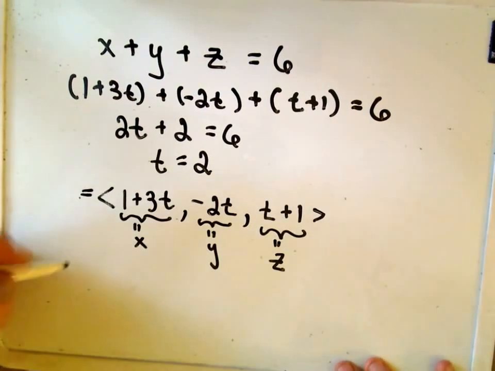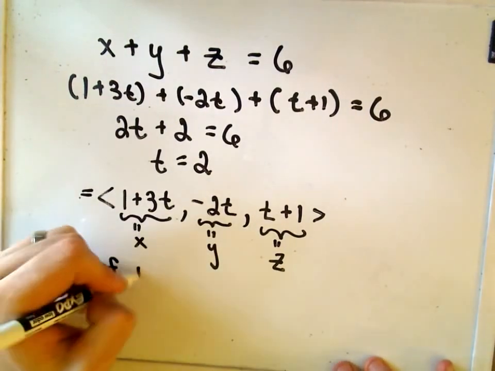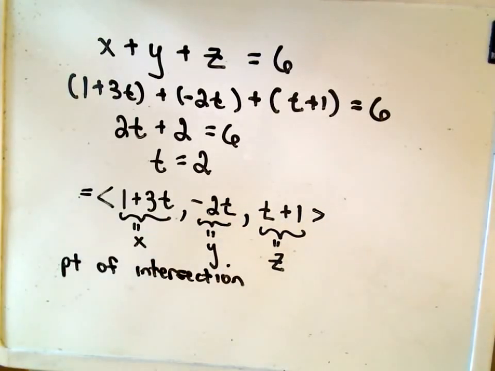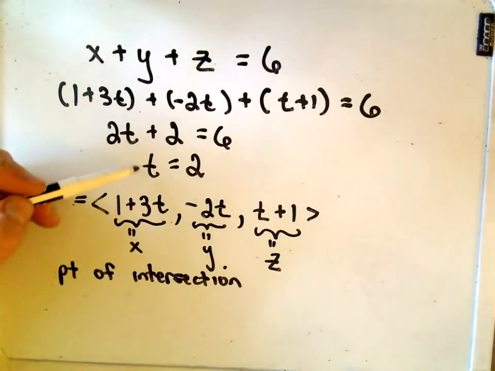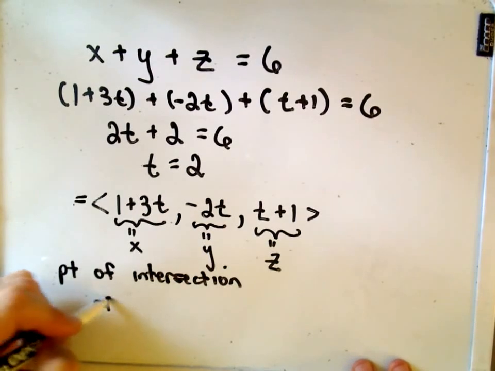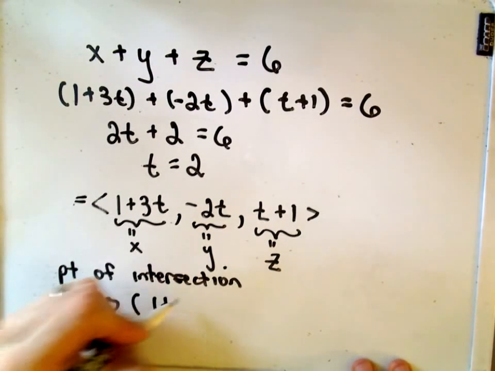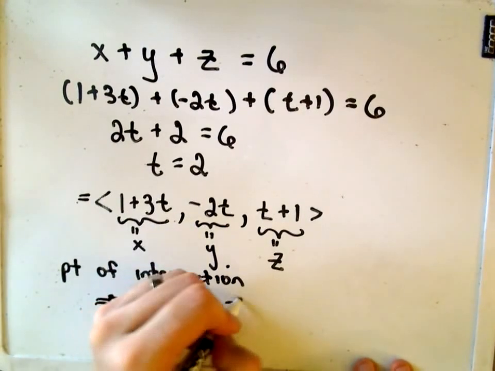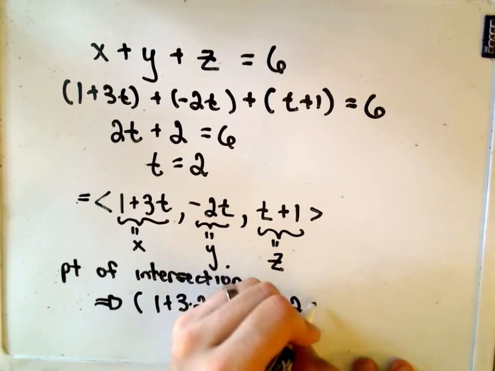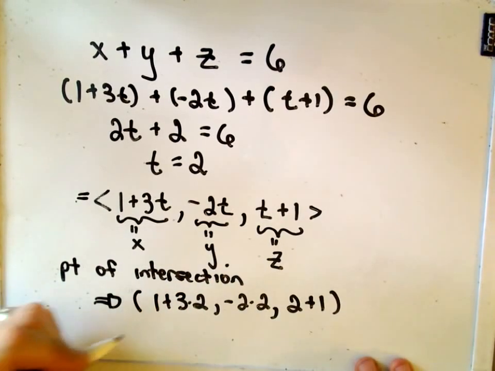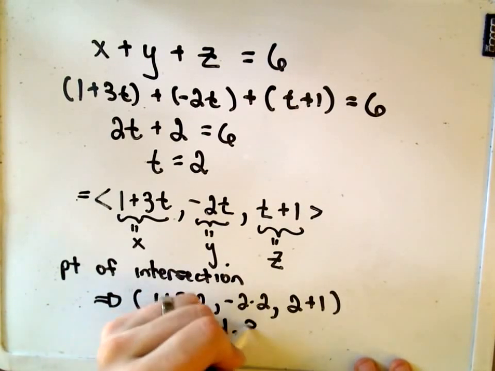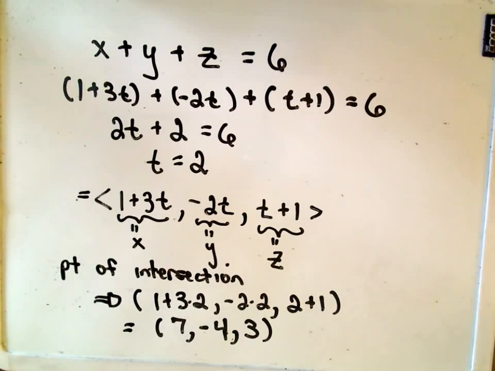And it says the point of intersection. So the line is going to hit this plane at the value when t equals 2. So if we simply plug that in, that's going to give us the point. Okay, so we would get 1 + 3 times 2. I'm just plugging it into the parametric equation. -2 times 2, and then 2 + 1. Well, we can certainly simplify that down. It looks like it would be 7, -4, and 3. That would be your point of intersection.